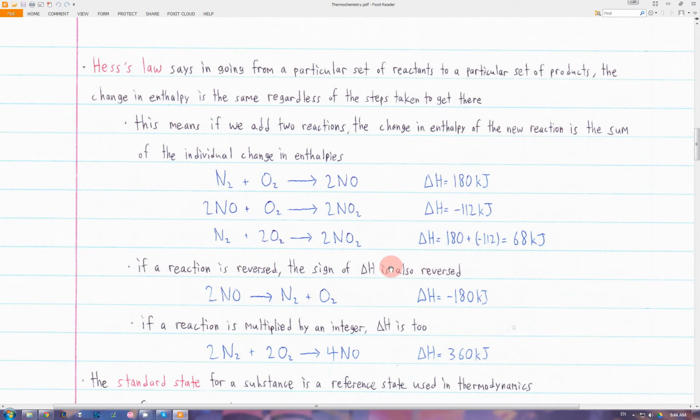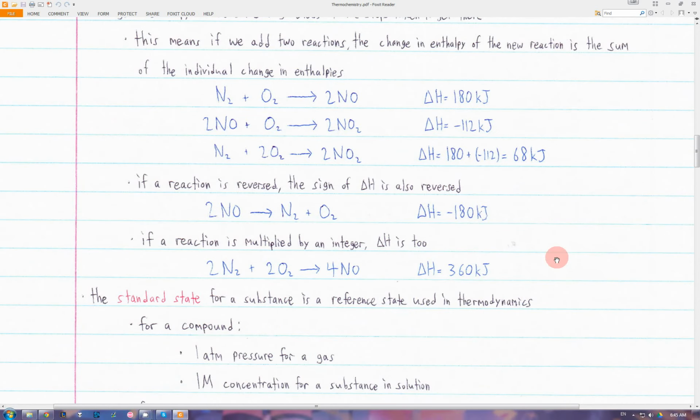So there are a couple of ways you can manipulate a reaction. The first is if you flip the reaction, then you have to flip the sign of the change in enthalpy as well. So if we just reverse this reaction, then the delta H becomes negative 180 kilojoules. And also we can multiply a reaction by an integer. So if we take this reaction and multiply all the coefficients by 2, then the delta H is also multiplied by 2.